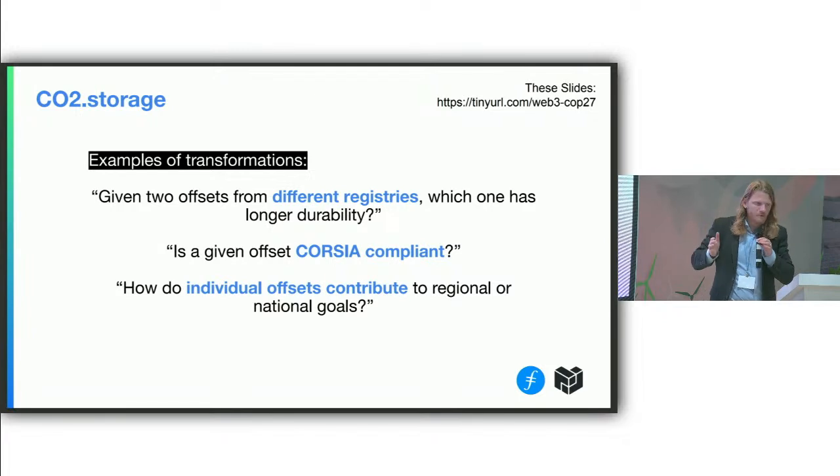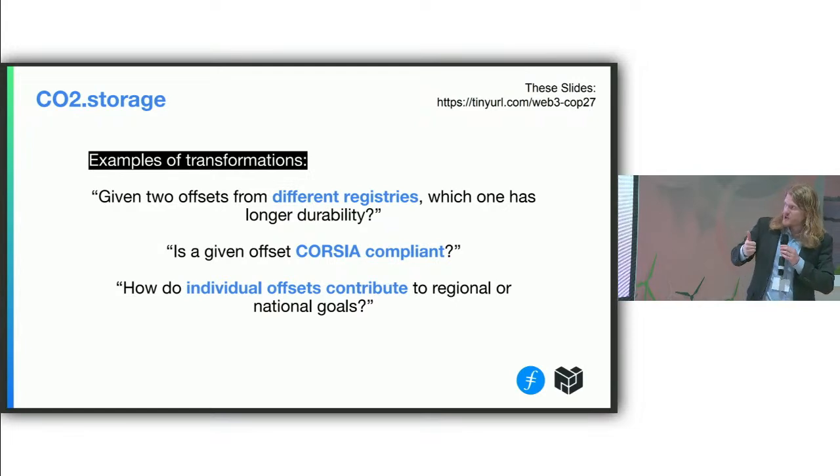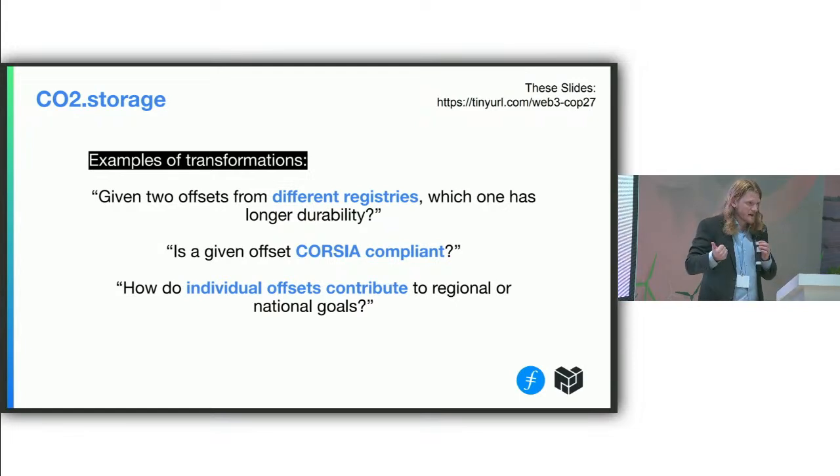But a few examples of transformations that you might want to do on data underlying carbon offsets are: given two offsets from different registries, which one has longer durability? You'd really like a computer program just to be able to tell you that. Another is, is a given offset CORSIA compliant, or does it comply to some other standard that you're interested in? A third is, how do individual offsets contribute to regional or national goals?